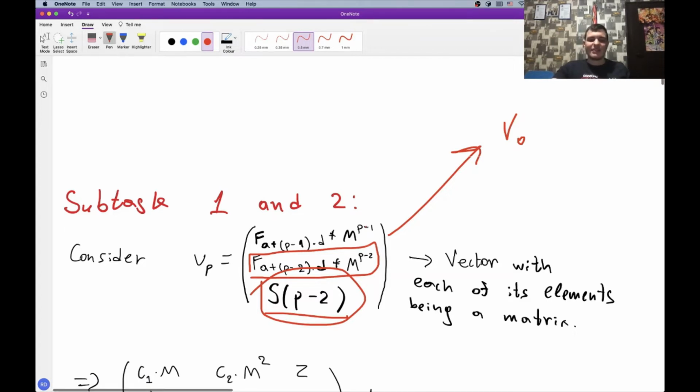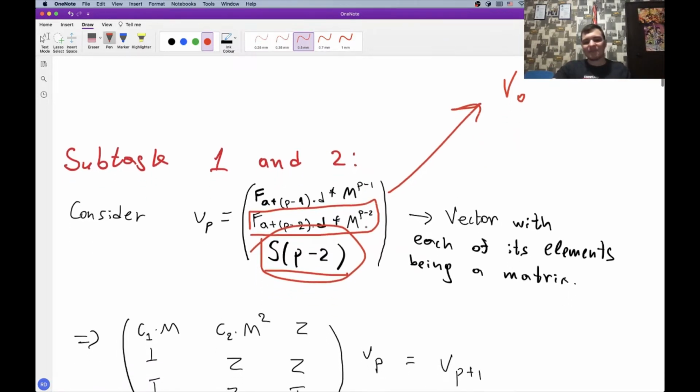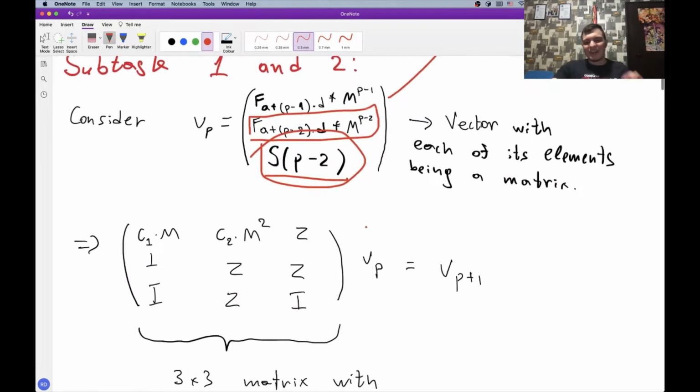And in a way, you can say that the field here is just the K by K matrices. So what we can see is actually that if we want to get V of p plus 1 from V of p, we can actually find a matrix of matrices.